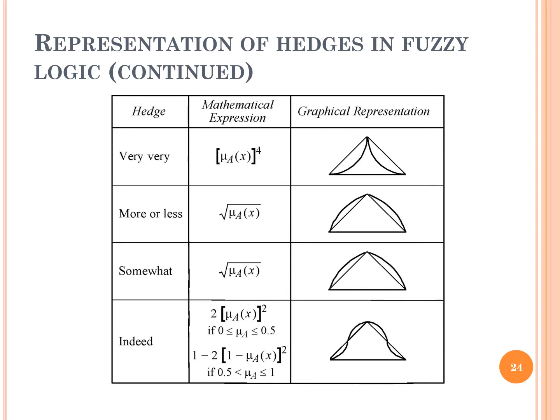These are all the examples that you can use. Very, also more or less. We can have the other way of shape, for example, somewhat or indeed. These are all the graphical representation, and these are mathematical expression. You can use, maybe you are not using all of it, but this is one example which you can choose.